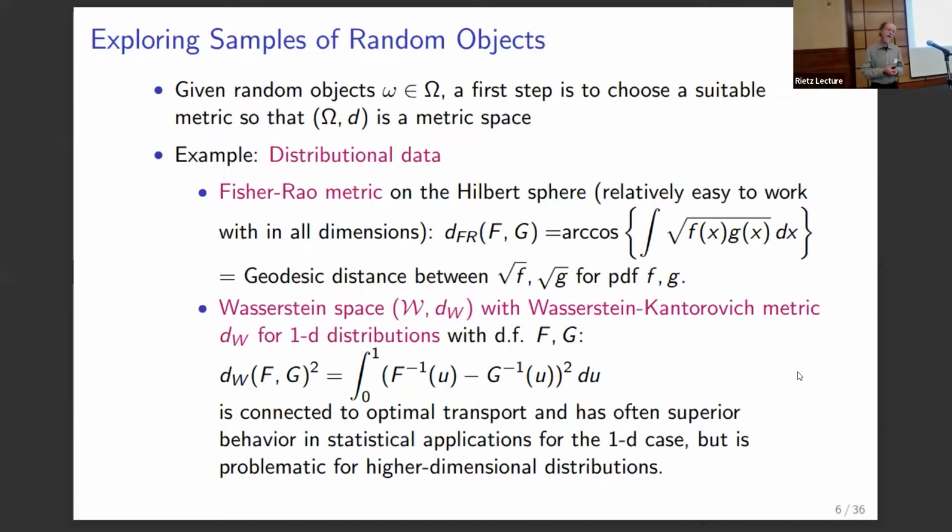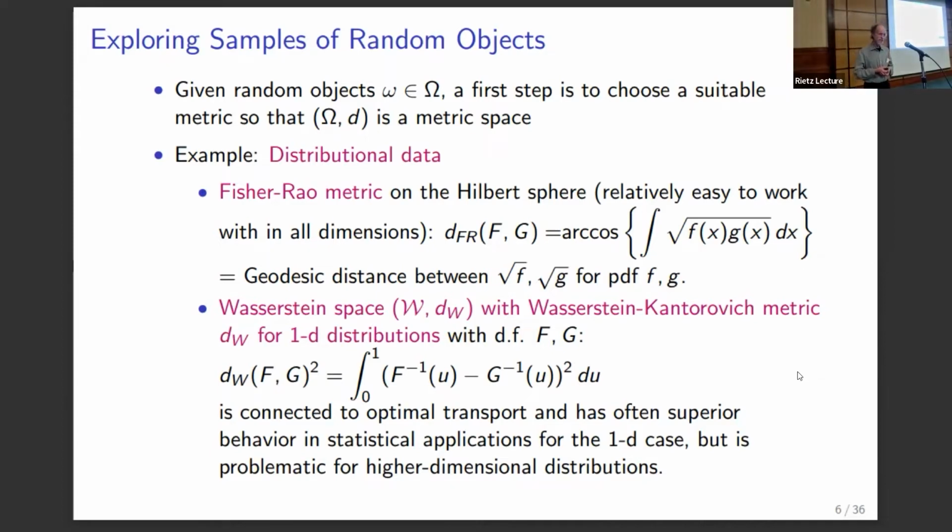So when we have a sample of random objects, let's say distributions, you need first to decide on a metric, because the metric space is not naturally given in statistics, right? What we have are those objects, distributions. We need to think about which metric is the right one to choose. This is a difficult problem that has not really been addressed or resolved in much way.